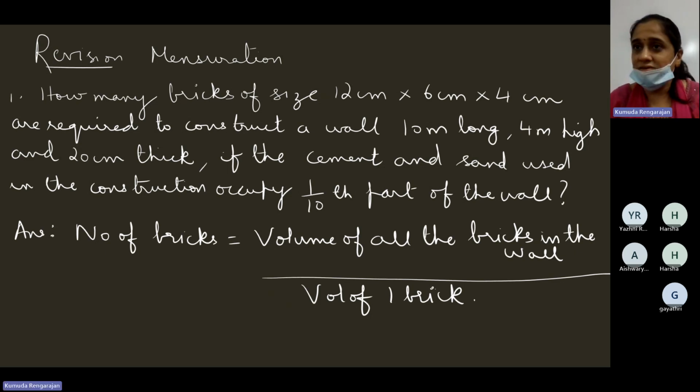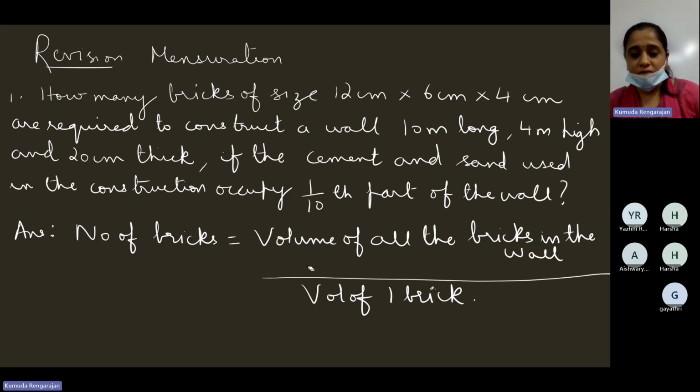Now to find the number of bricks, it is the volume of that big thing by the volume of each small thing. So the big thing is the wall. So volume of all the bricks in the wall, not volume of the wall. If it is given that the wall is made of only bricks, there's nothing else, then the volume of the wall and the volume of the bricks are both the same. But here it's given the wall is made up of bricks as well as the mixture of cement and sand. So when you find the volume of the wall, it has the volume of the bricks and the volume of cement and sand. So number of bricks is equal to volume of all the bricks in the wall by the volume of one brick. This is the formula.